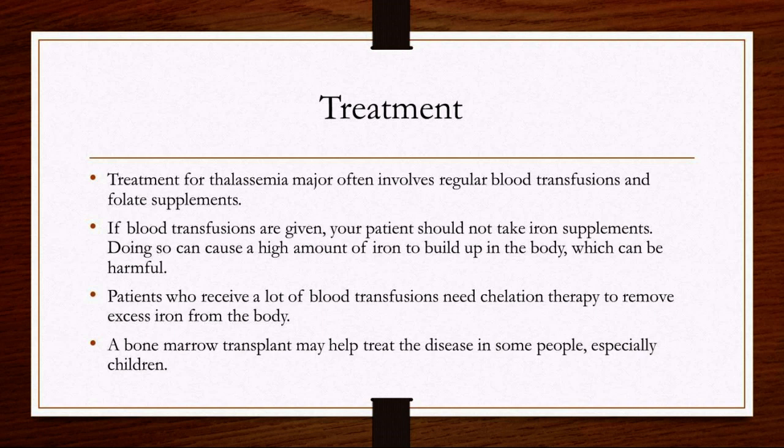So the treatment for thalassemia major usually involves regular blood transfusions and folate supplements. And if your patient is getting a lot of blood transfusions, make sure they're not taking iron supplements, because people who receive a lot of blood transfusions usually need chelation therapy to remove the excess iron from their body. And then a bone marrow transplant may help treat the disease in some people, especially children under the age of 16.